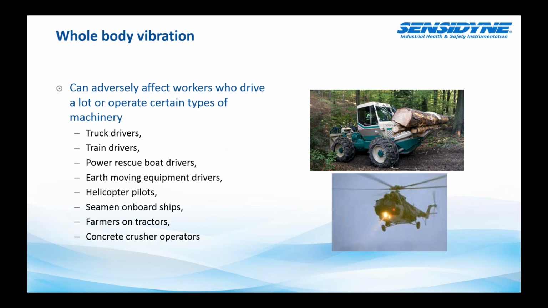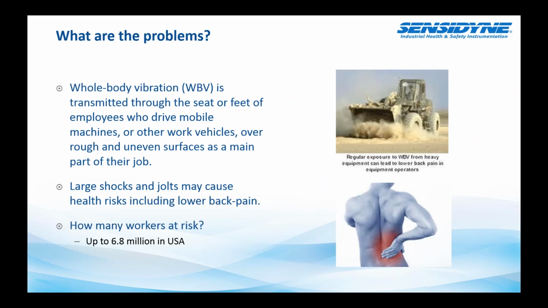Here we go, here's some other examples. And when we're talking about whole body vibration, we're basically talking about the vibration that's transmitted through the seat for somebody sitting on a vibrating seat, or through the feet for somebody that's standing on a surface that's being shaken. We're looking at the large shocks and jolts that cause people lower back pain. In terms of the number of workers at risk here, this is almost 7 million, more actually than the hand-arm vibration measurements that we were looking at before.